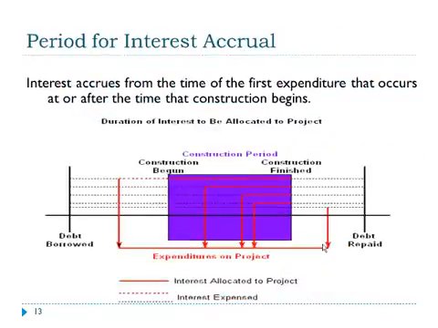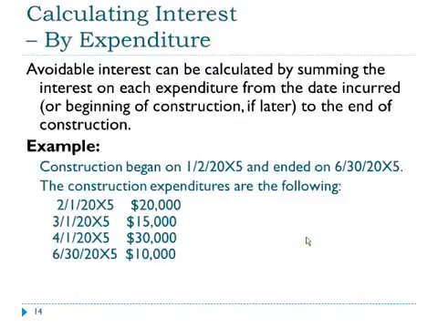Interest accrues from the time of the expenditure through to the end of construction. So here we've identified some expenditures on a project and have identified that only during that period that's highlighted in blue is interest accruing. Avoidable interest can be calculated by summing the interest on each expenditure from the date incurred, or the beginning of construction if later, to the end of construction.